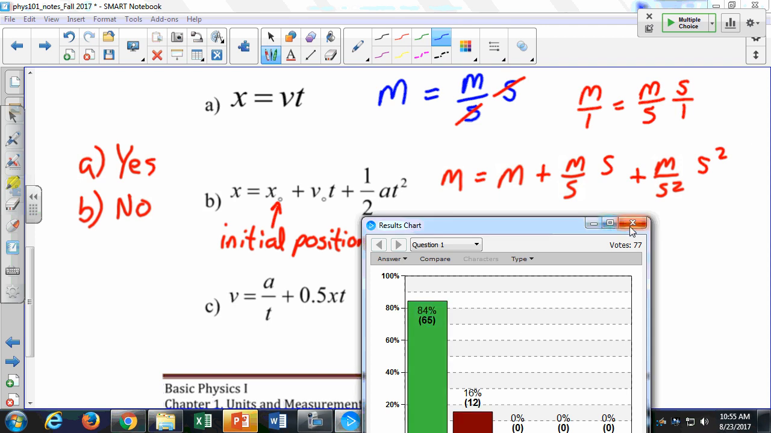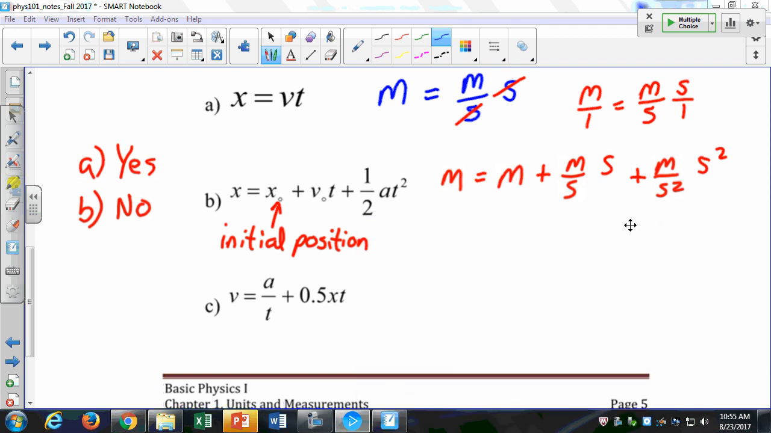Okay, good. A is right. It is correct. I have meters, my seconds and my seconds squared cancel out, so I have meters all throughout this entire equation. It would only need one term to be different, and then it would not be dimensionally correct. So for example, if one of them had meters squared instead of meters, then that would not be dimensionally correct.